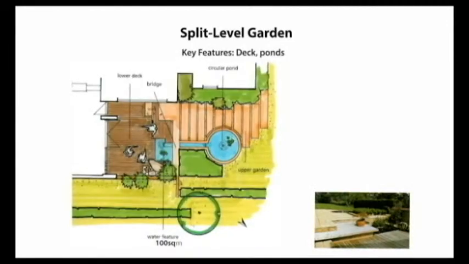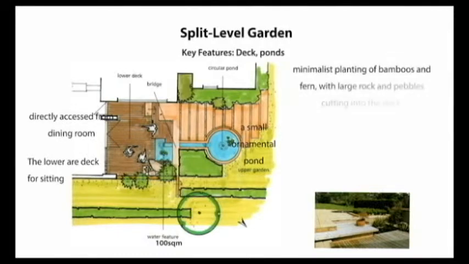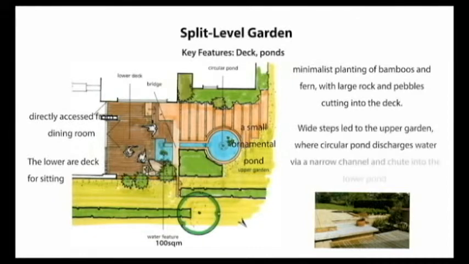The fourth example is a split-level garden. Key features of the garden are decks and ponds. The brief states the garden was designed on two levels. The lower deck was for seating, directly accessed from the dining room, with a small ornamental pond and a minimalist planting of bamboos and ferns with large rocks and pebbles cutting into the deck. Wide steps led to the upper garden where a circular pond discharges water via a narrow channel and chute to a lower pond.